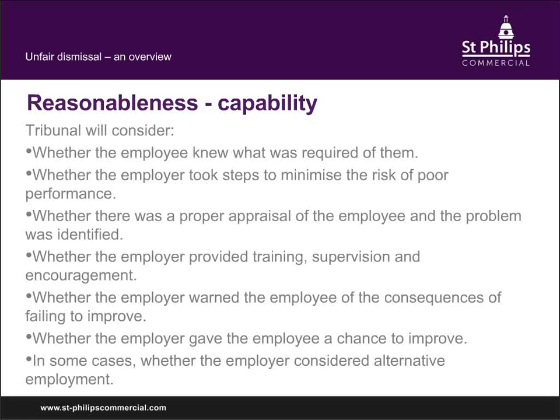We've already looked at the three requirements in conduct dismissals. That's the genuine, reasonable belief based on reasonable investigation, and the requirement in a redundancy situation. When deciding if the employer has acted reasonably in dismissing an employee for lack of capability, which would include ill health or qualifications, the tribunal needs to consider factors such as those that I've listed there. Whether the employee knew what was required of them, whether the employer took steps to minimise the risk of poor performance, whether there's a proper appraisal of the employee and the problem was identified, whether the employer provided training, supervision and encouragement, whether they warned the employee of the consequences of failing to improve, whether they were given a chance to improve, and in some cases, whether the employer considered alternative employment.